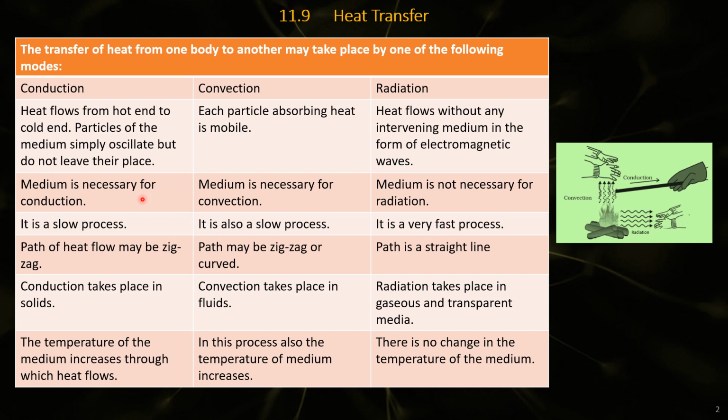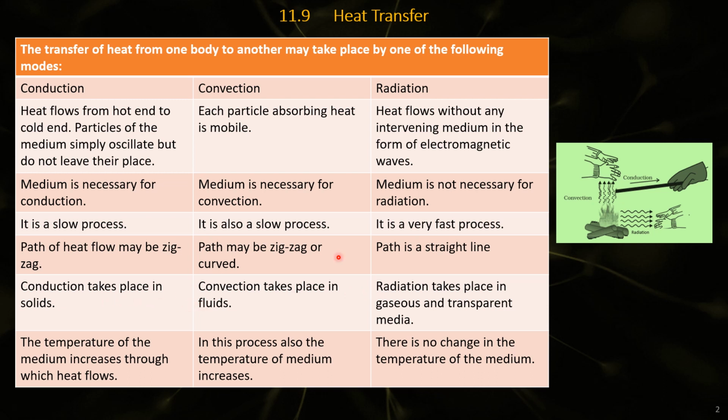So in conduction, medium is necessary for conduction. In convection, medium is necessary for convection, and in radiation, medium is not necessary for radiation. Conduction is a slow process. Convection is also a slow process, whereas radiation is a very fast process. In conduction, the path of heat flow may be zigzag or straight through the conductor. In convection, path may be zigzag or curved, whereas in radiation, path is a straight line. That is, the waves travel in a straight line.